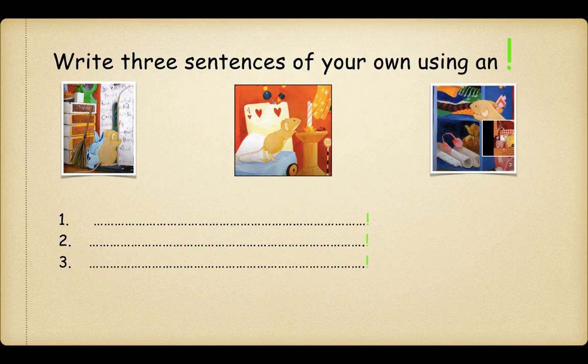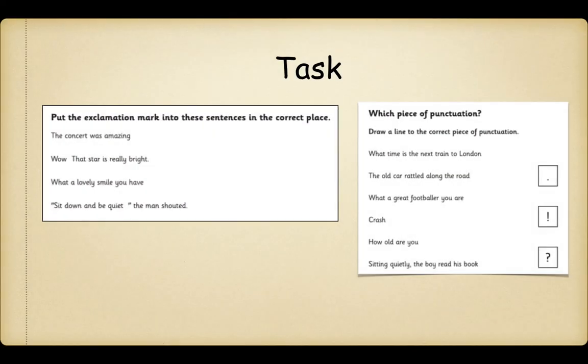I'm going to move on again, going to the final part, and here's your last activity today. Put the exclamation mark into these sentences in the correct place. So you have to decide, you read the sentence and then you decide, do I put an exclamation mark or can I put an exclamation mark? So I'm going to read the first sentence. The concept was amazing. Oh, I could do that. Concept was amazing.